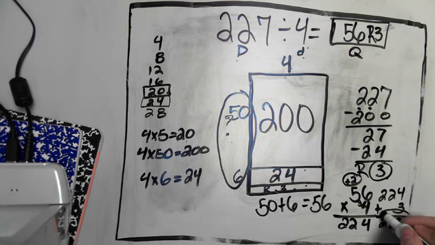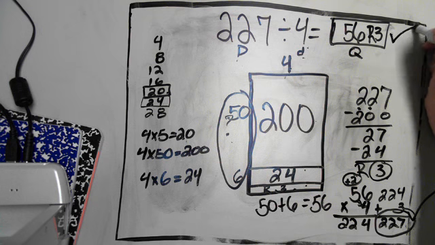227. That is our original number we started with. Now that we've checked it, we know that our answer is correct and we can leave it that way.